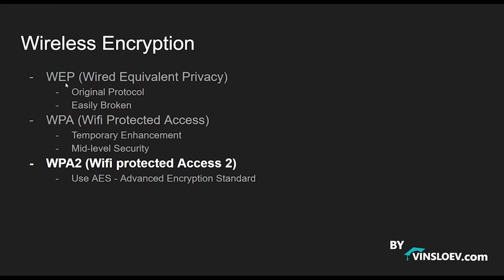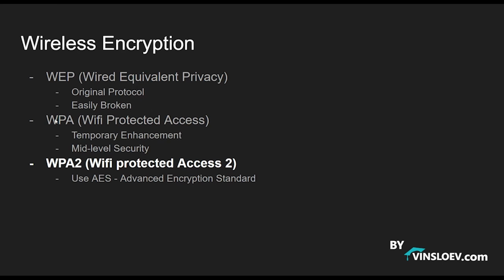The first one is WEP, Wired Equivalent Privacy. That was the original protocol used when Wi-Fi first came along, and you should never ever use this protocol at all, because it is very easily broken. There are some flaws in the mathematics of this encryption protocol that makes it very easy for people to crack the encryption key and thereby decrypt the traffic that you are sending and get access to your Wi-Fi.